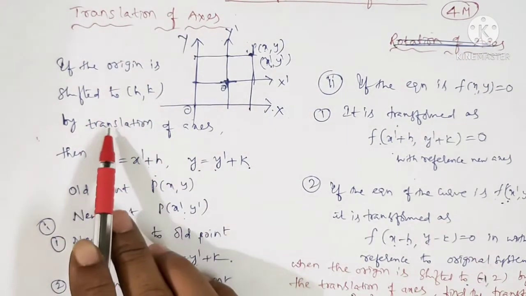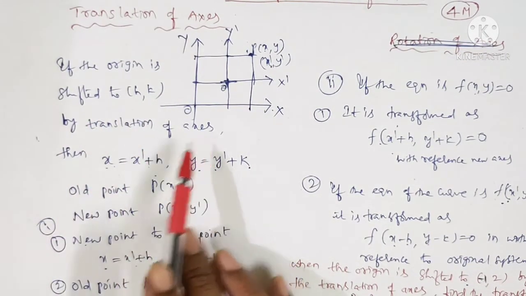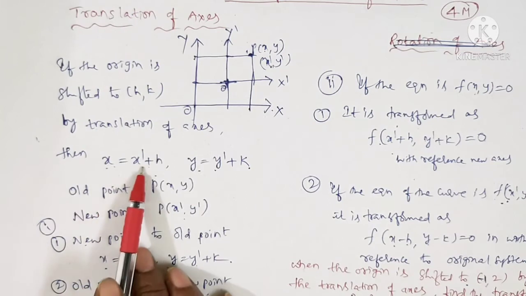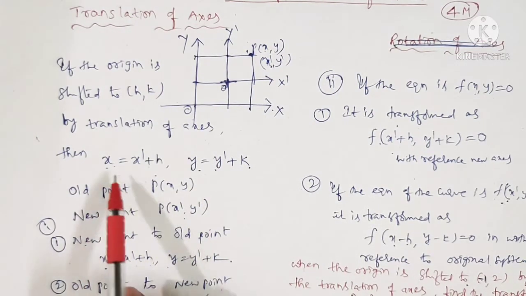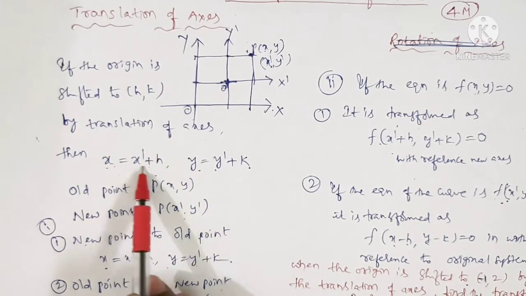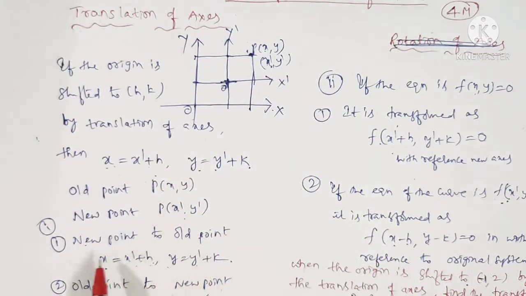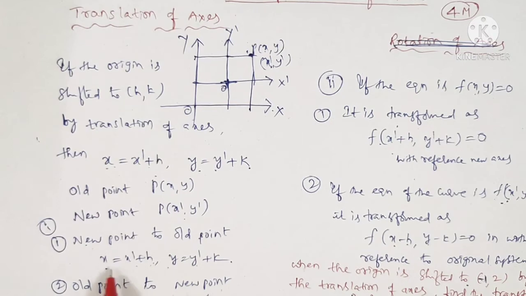So if the origin is shifted to h comma k by the translation of axis, then x is equal to x dash plus h, y is equal to y dash plus k. Here x comma y is the old point, x dash y dash is the new point. If you want to find the old point from the given new point, the coordinates of the old point are x dash plus h comma y dash plus k.